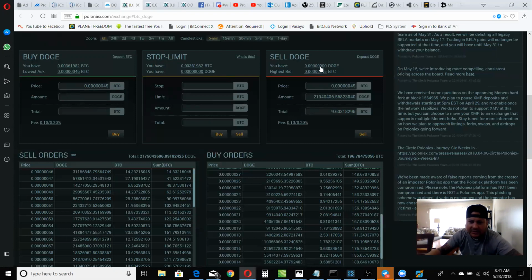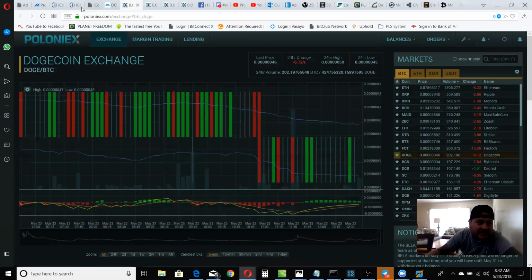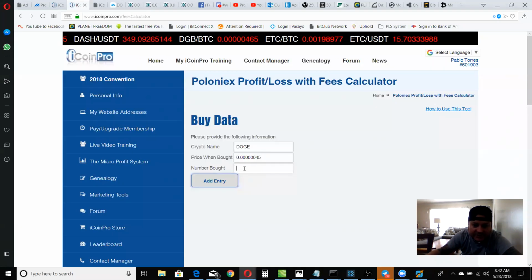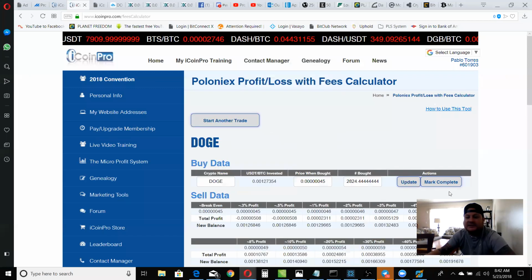And then you can click here, copy and paste, because that's going to take out your fees. It's going to be the correct number of coins you bought with Poloniex fees. Everybody has their own fees. Binance has their own fees, things like that. So anyways, copy and paste it, come back here, punch it in here, hit paste, hit add entry.